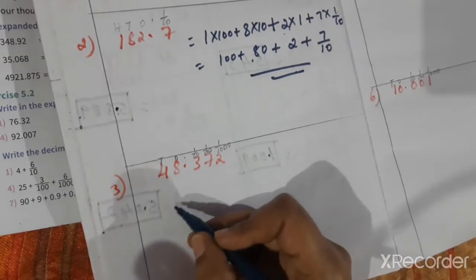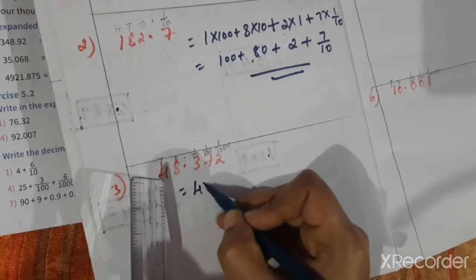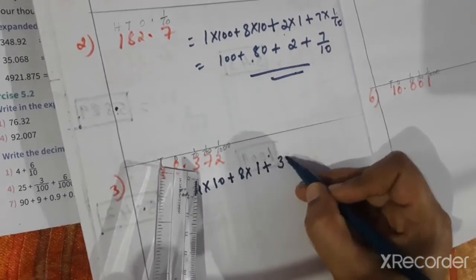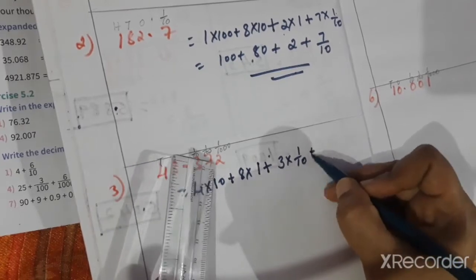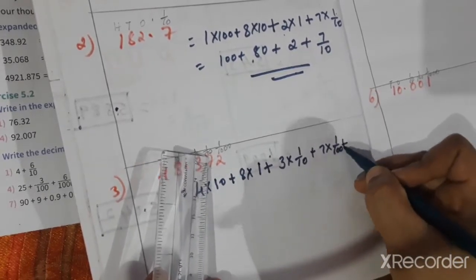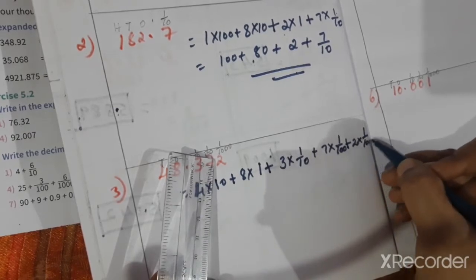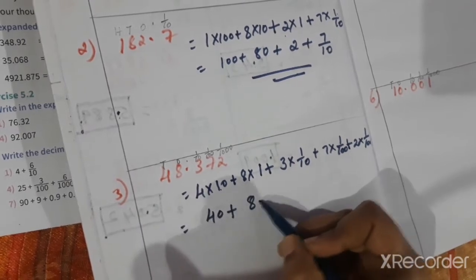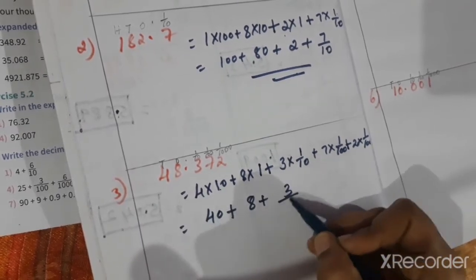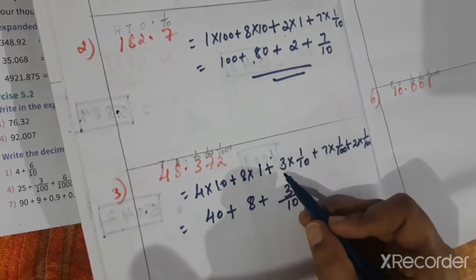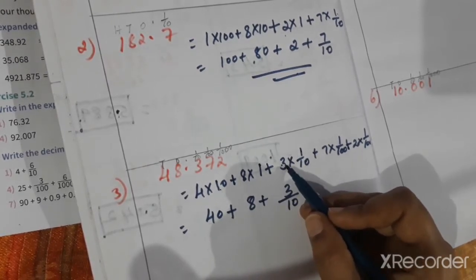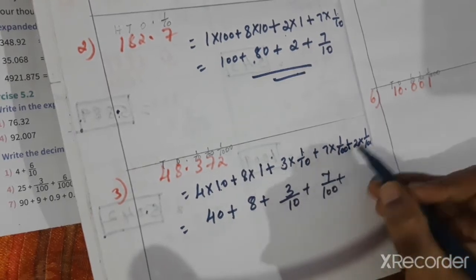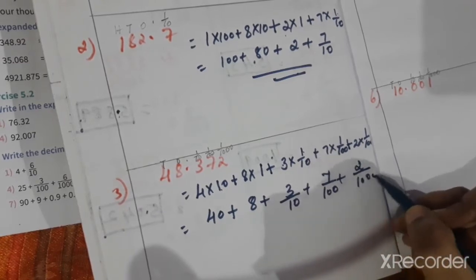Now the third question, 4 in tens place, 4 into 10, plus 8 in ones place, 8 into 1, plus 3 in 1 by 10 place, 1 by 10, plus 7 in 1 by 100 place, 1 by 100, 2 in 1 by thousands place. 4 into 10 is 40, plus 8 into 1 is 8, 3 into 1 by 10 means 3 by 10. Numerator into numerator, denominator into denominator. 3 is the numerator, so 3 into 1, 3 by 10. 7 into 1, 7 by 100. 2 into 1 by 1000 is 2 by 1000, that is the answer.